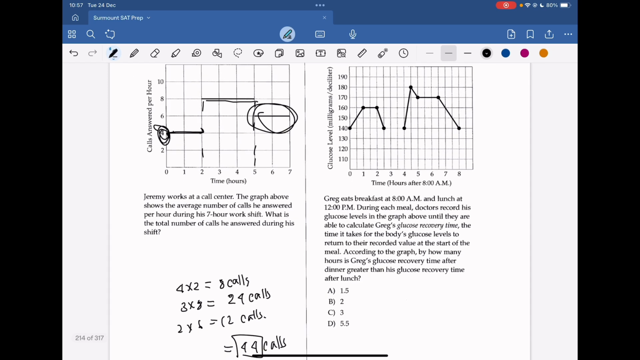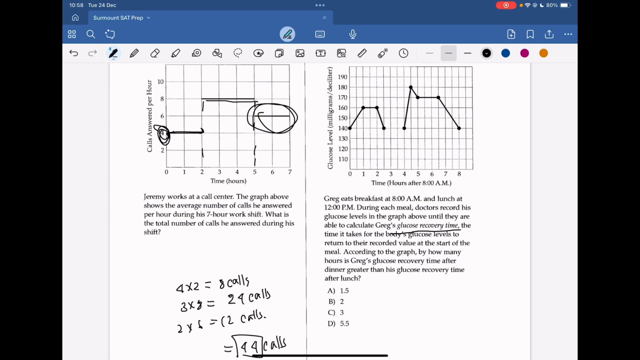Greg eats breakfast at 8 a.m. and lunch at 12 p.m. During each meal, doctors record his glucose levels in the graph above until they are able to calculate Greg's glucose recovery time, which is the time it takes for the glucose levels to return to the recorded value at the start of the meal. According to the graph, by how many hours is Greg's glucose recovery time after dinner greater than his glucose recovery time after lunch?